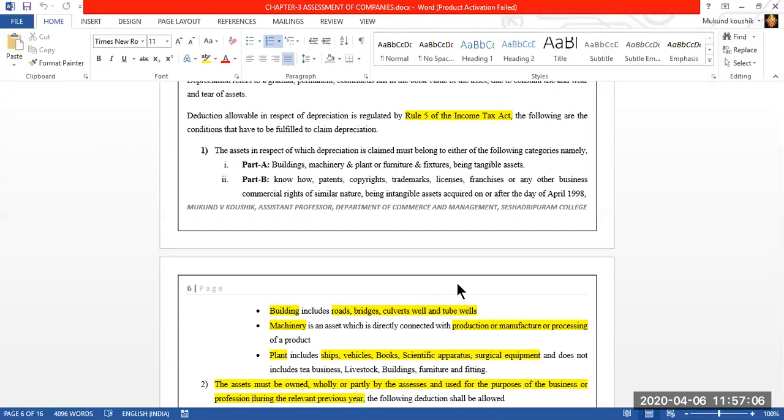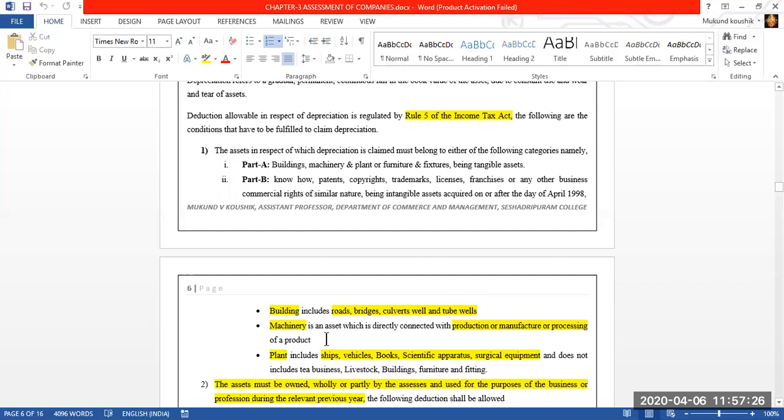The small wells through which the women pull out water are called culvert wells. Then tube wells are nothing but your bore wells. So the meaning or definition of building not only includes generally constructed buildings but also includes all these items. Then again, they have also given what is meant by machinery.